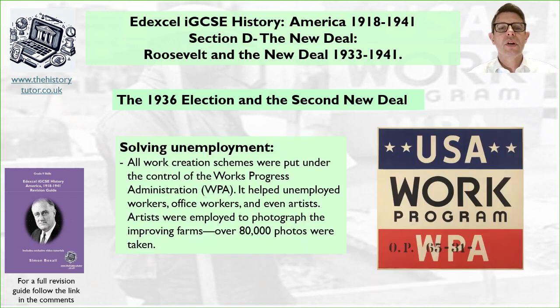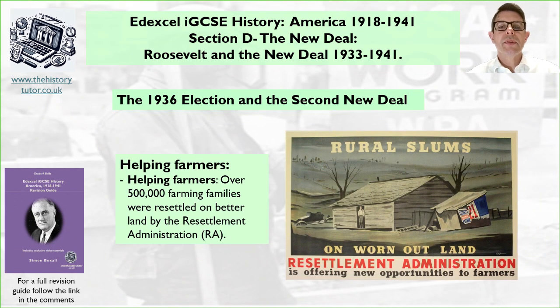So what about solving unemployment then? All work creation schemes were put under the control of the Works Progress Administration, the WPA. It helped unemployed workers, office workers and even artists. Artists were employed to photograph the improving farms. Over 80,000 photographs were taken. We're helping farmers in this New Deal. Over 500,000 farming families were resettled on better land by the Resettlement Administration, or the RA.